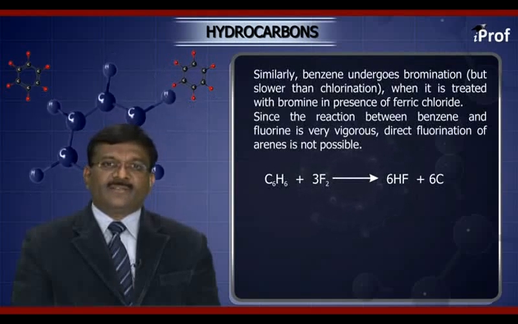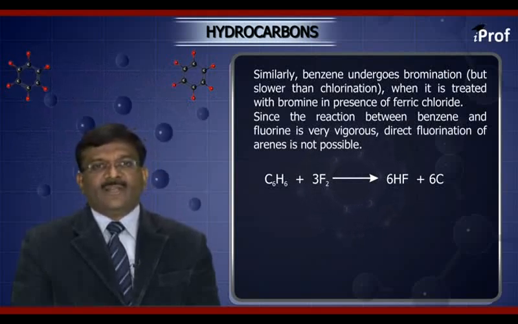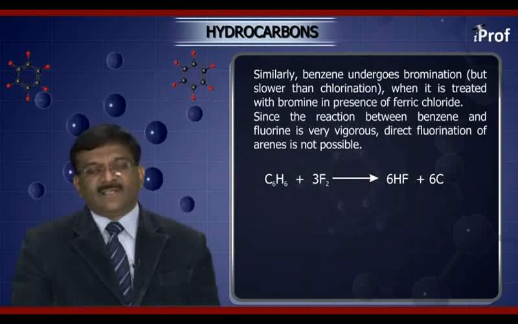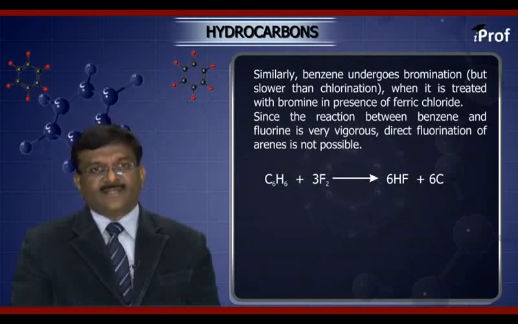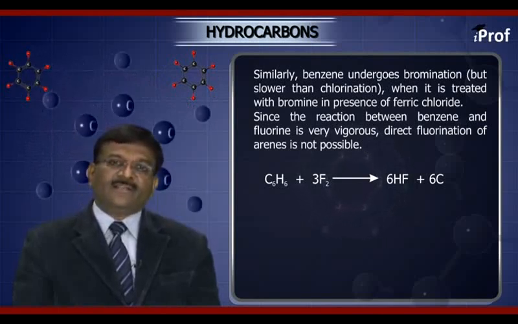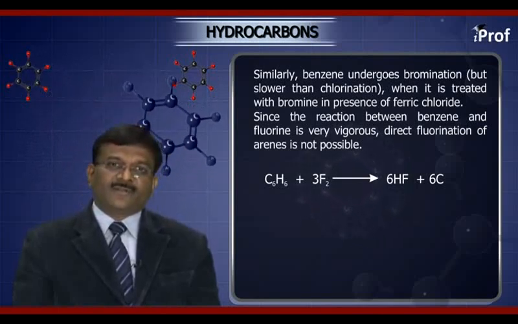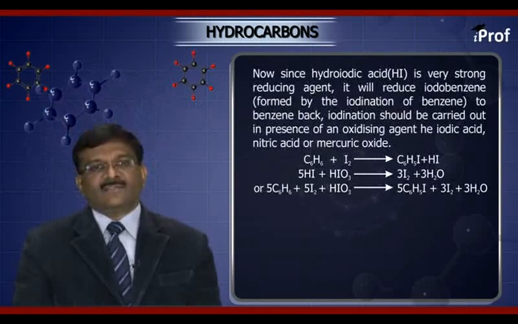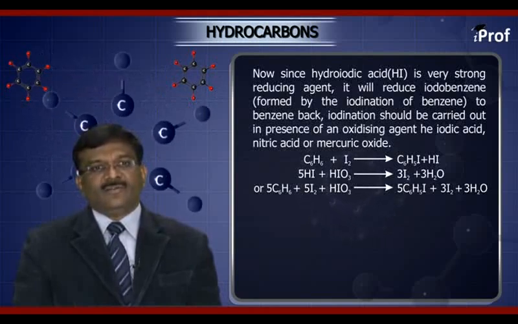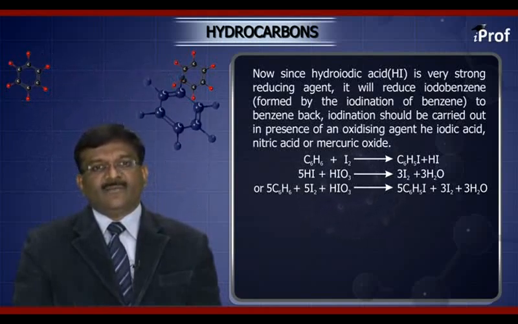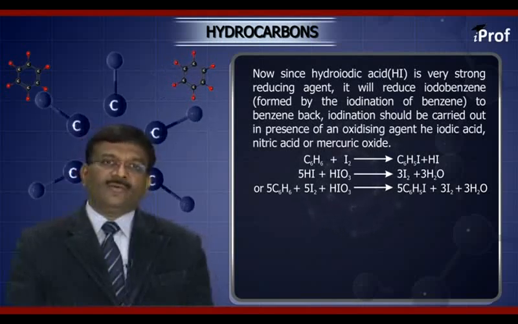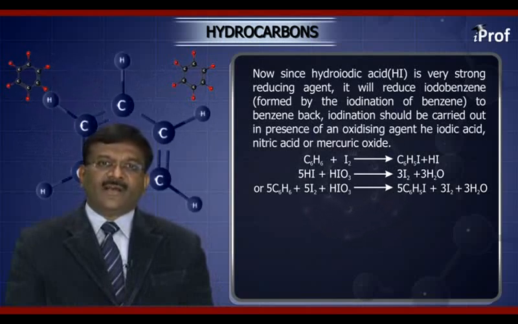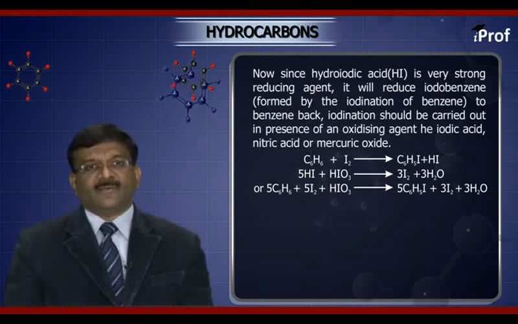Similarly, benzene undergoes bromination but slower than chlorination when it is treated with bromine in presence of ferric chloride. Since the reaction between benzene and fluorine is very vigorous, direct fluorination of arene is not possible. C6H6 plus 3F2 gives 6HF plus 6C. Now, since hydroiodic acid HI is a strong reducing agent, it will reduce iodobenzene formed by the iodination to benzene. Iodination should be carried out in presence of an oxidizing agent like iodic acid, nitric acid or mercuric oxide.